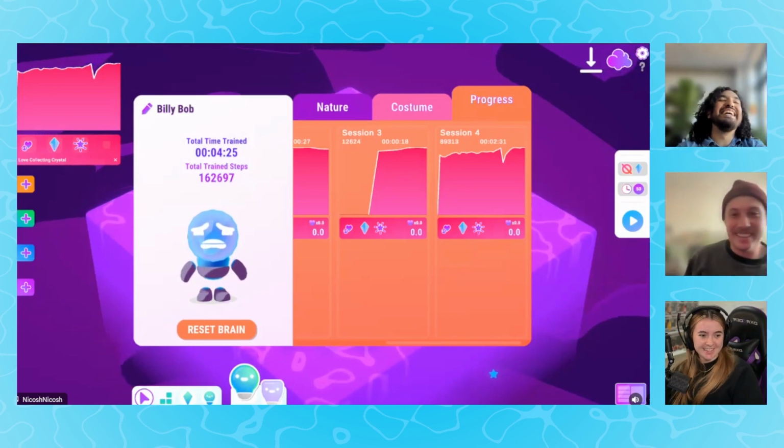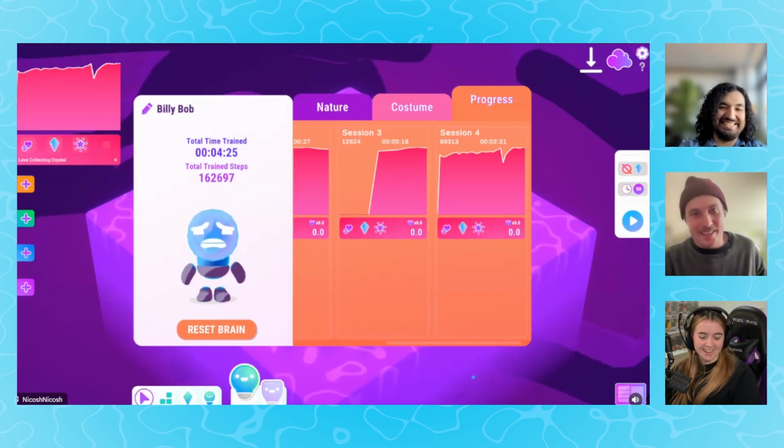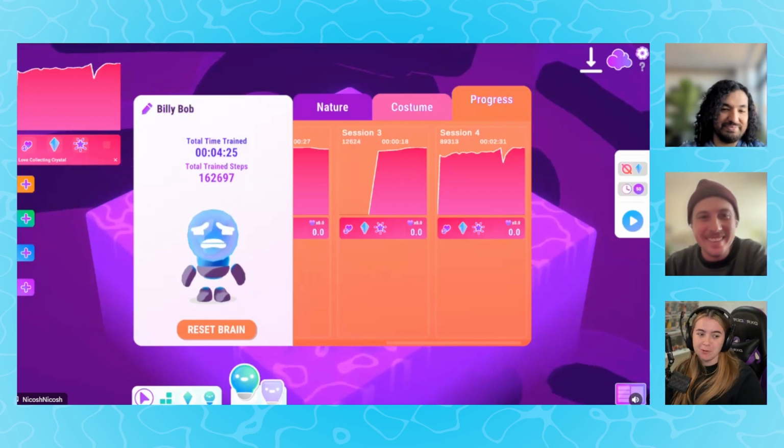Yeah, literally. That's like a step count for a year. Literally, that's awesome. Apple Watch would be so happy with me.